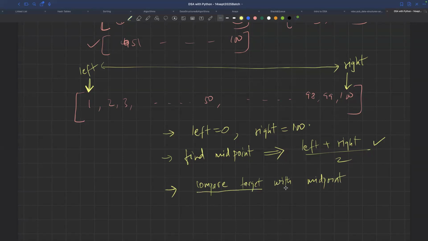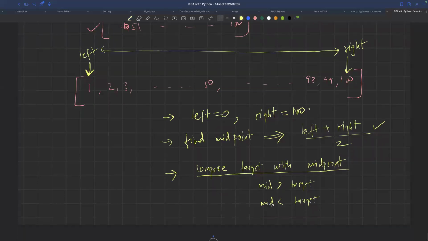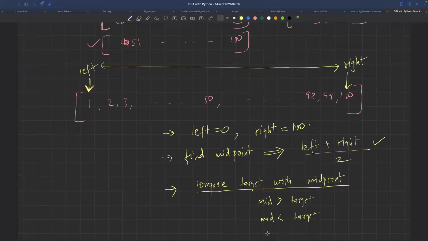Once we are comparing it, what are the possibilities? The midpoint can be greater than target, or the midpoint can be smaller than target, or it can be equal to target. Let me keep equal separately. Are you guys following? Yes. If it is equal to target, then our job is done. We will stop, we will terminate. We have found it.